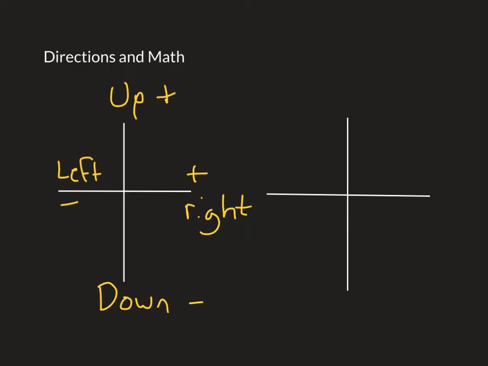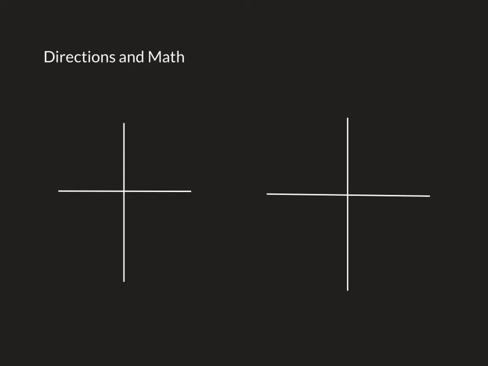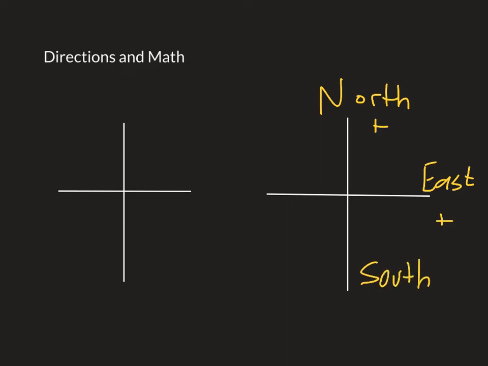We can do the same thing with north, east, south, west. I'm just going to clear those guys out so I give myself a little bit more room. We do the same thing with north, east, south, and west. North ends up being positive. East ends up being positive. South is negative, and west is also negative.